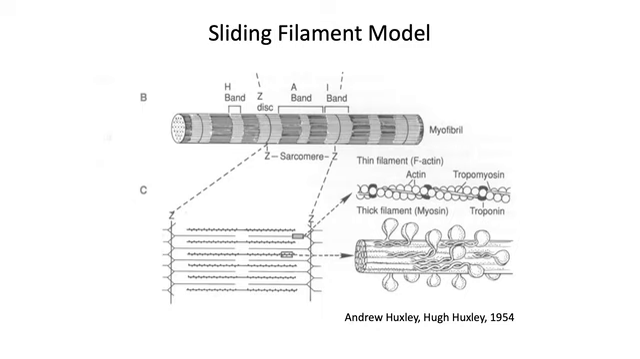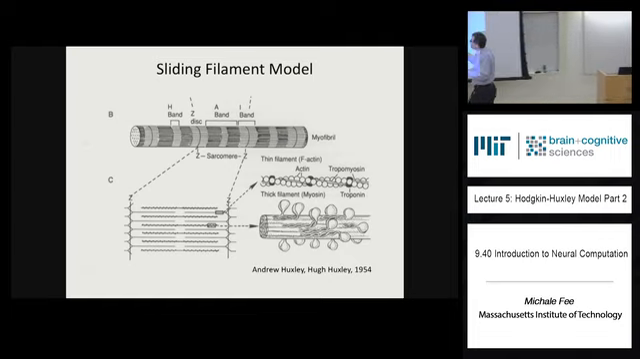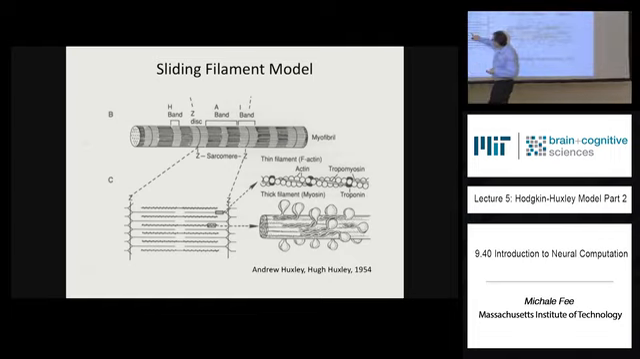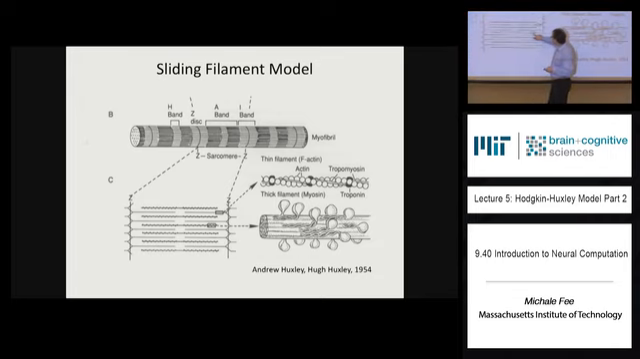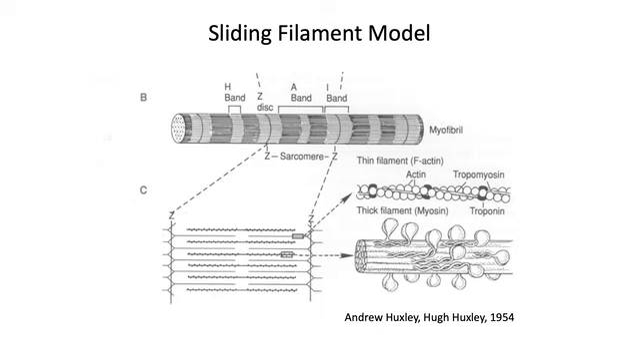Within these myofibrils are bundles of thick filaments, which are myosin, and thin filaments, which are actin. The thick filaments are these structures right here. The actin are thin filaments that intercalate between the myosin thick filaments.